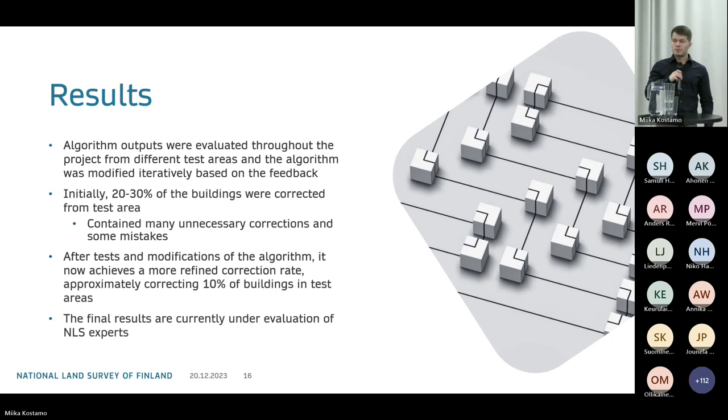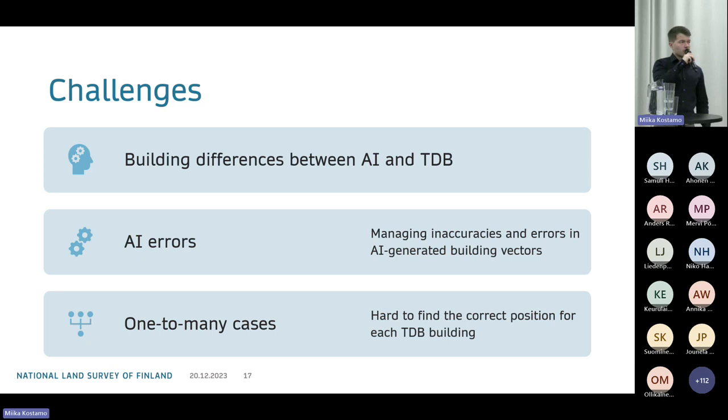And here are some challenges in the project. There are differences with the buildings' shapes and sizes between the AI and the topographic database. And the error can be in both cases, so there's no good ground truth where we can trust one or the other. So we try to skip these very hard cases.